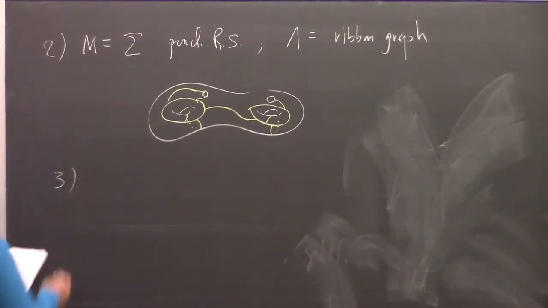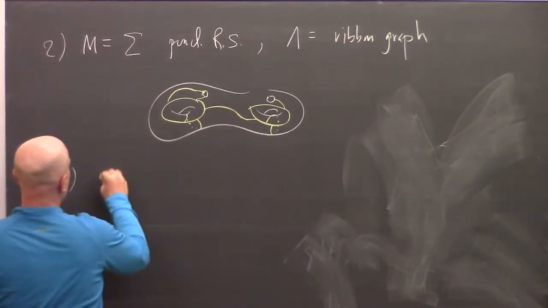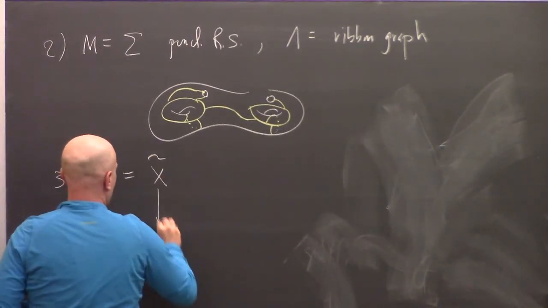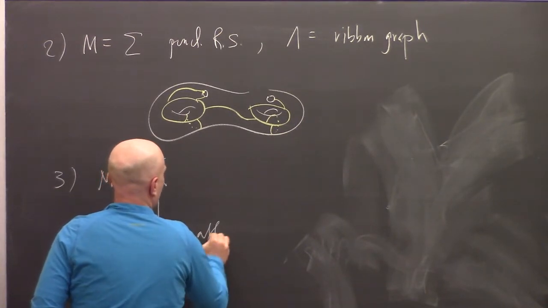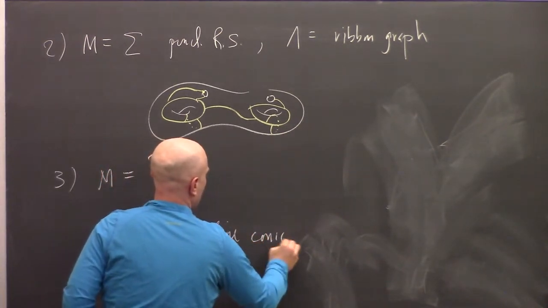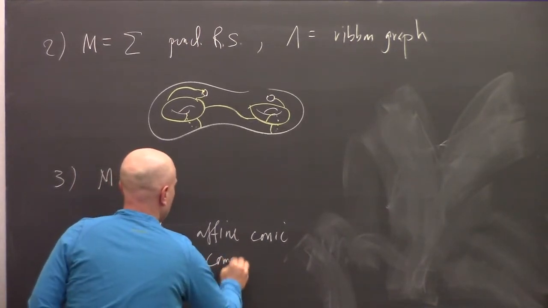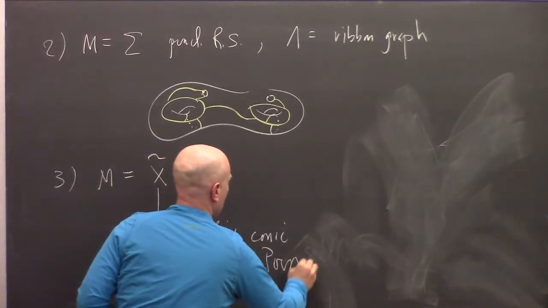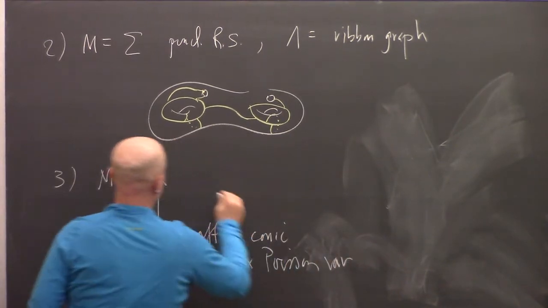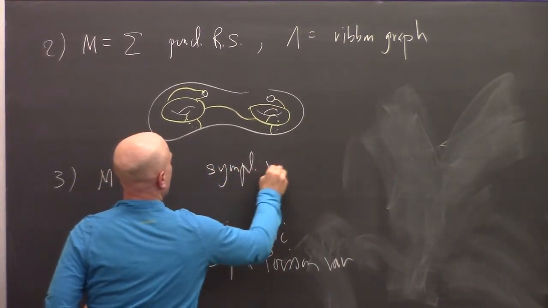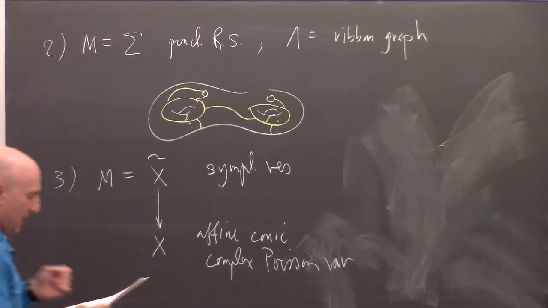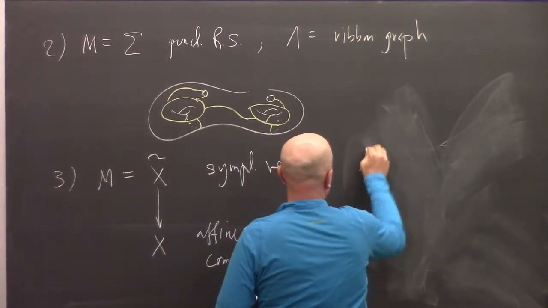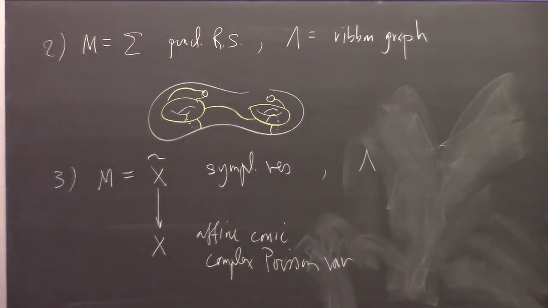Yet another example is symplectic resolutions. So M could be a symplectic resolution. What I have in mind here is some kind of affine conic complex Poisson variety, and this is a symplectic resolution. The usual typical first examples of this are ADE surface resolutions. And then lambda, well, you have a lot of different choices, as always in this game, of what lambda could be.